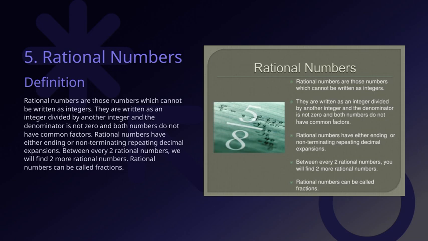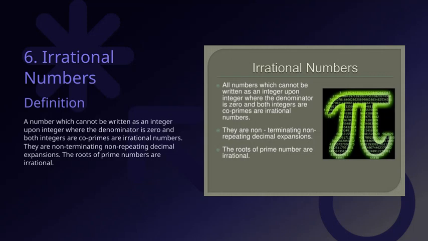Understanding these concepts helps us see the structure of numbers and how they relate to each other within the larger number system. Now, let's explore irrational numbers. An irrational number is a bit different from what we've seen before. It's a number that cannot be expressed as a simple fraction, meaning we can't write it as an integer over another integer where the denominator isn't 0. This is because their decimal expansions go on forever without repeating in a pattern.